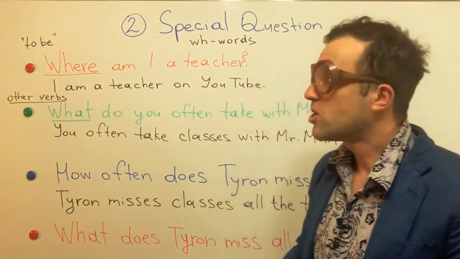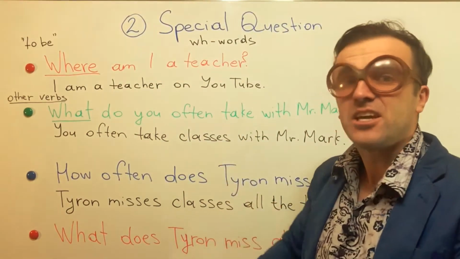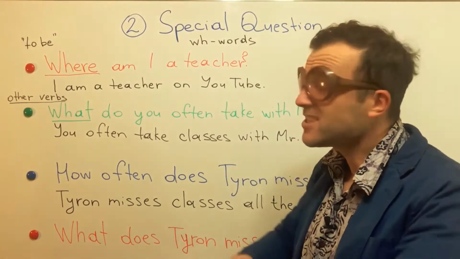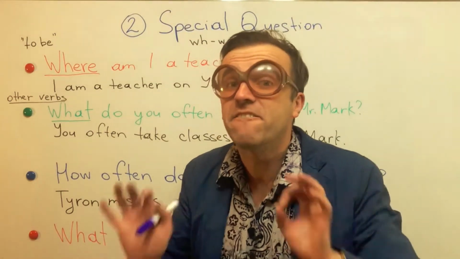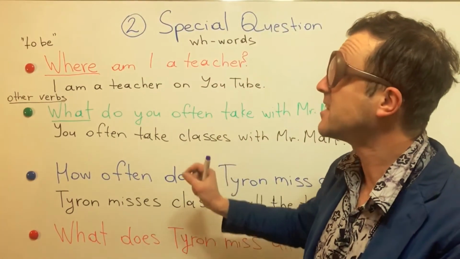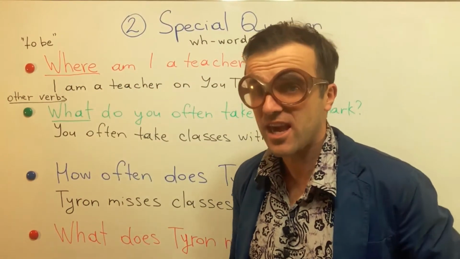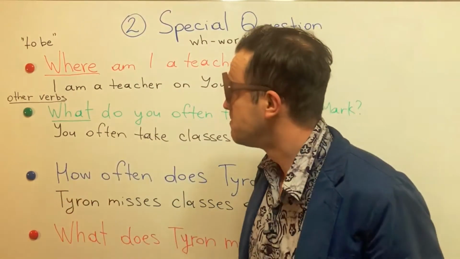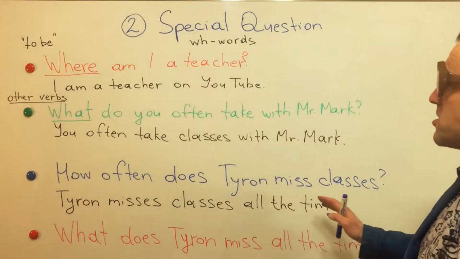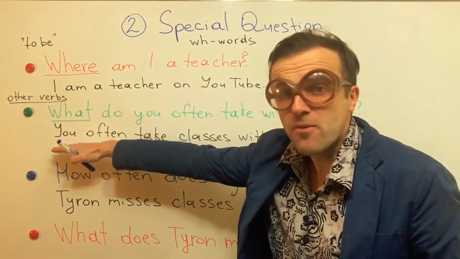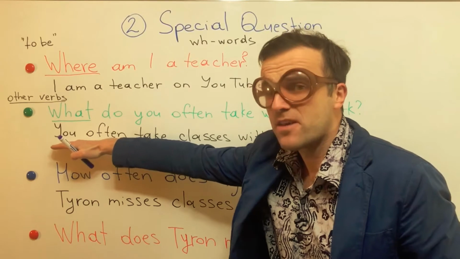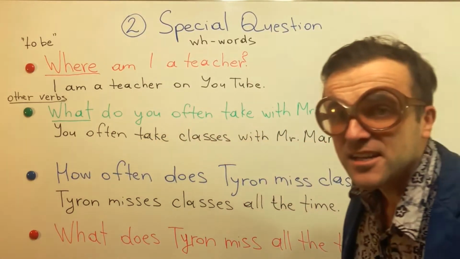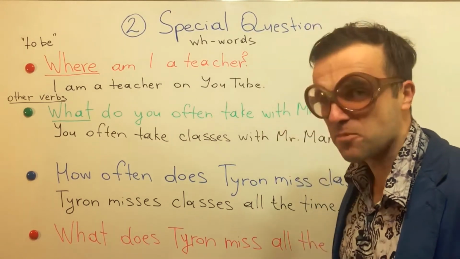Okay? So he is a student in the university. Where is he a student? That's all about the verb to be. Very, very simple. You just add where here. Okay? So, let's move on to other verbs. You remember this sentence. You often take classes with Mr. Mark. Yes or no? I hope yes.